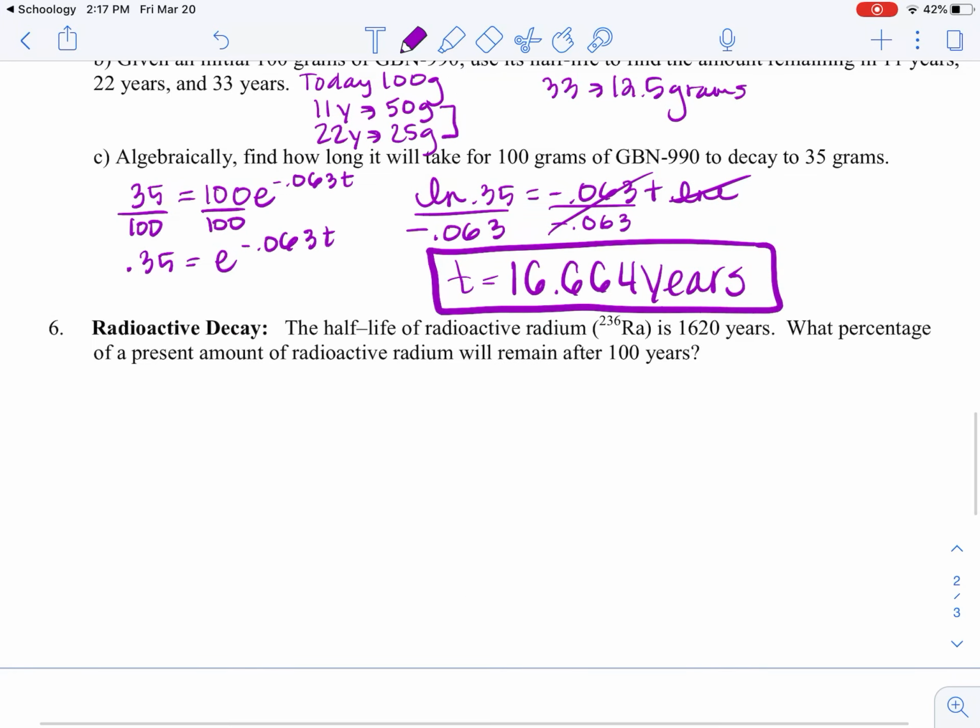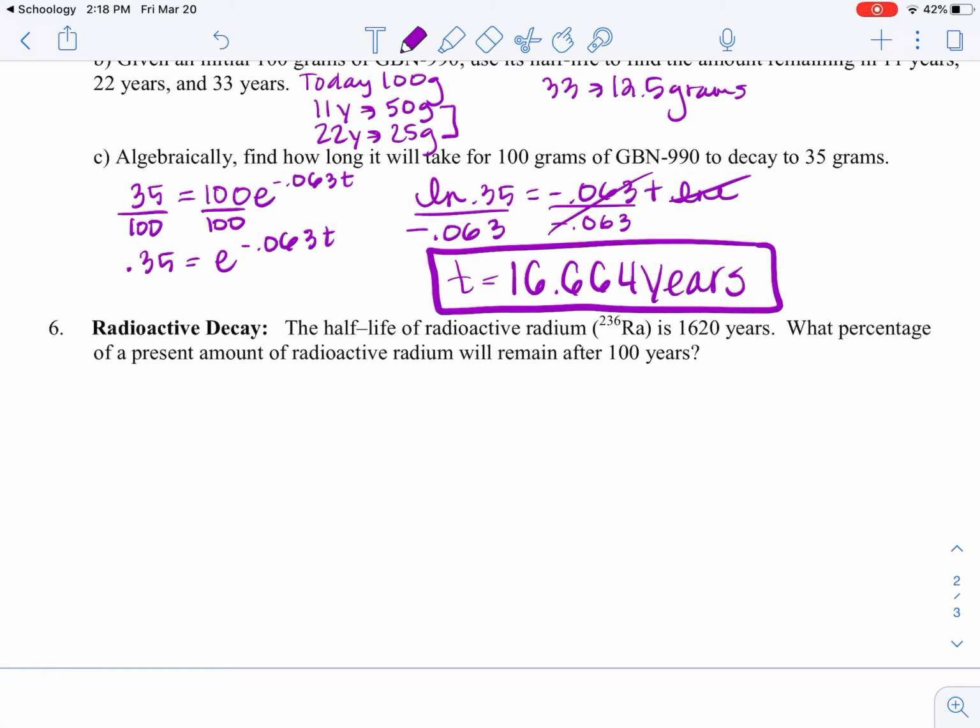All right, the very last one here, and then we'll do some more practice tomorrow. The half-life of radioactive radium is 1,620 years. What percentage of a present amount of radioactive radium will remain after 100 years?